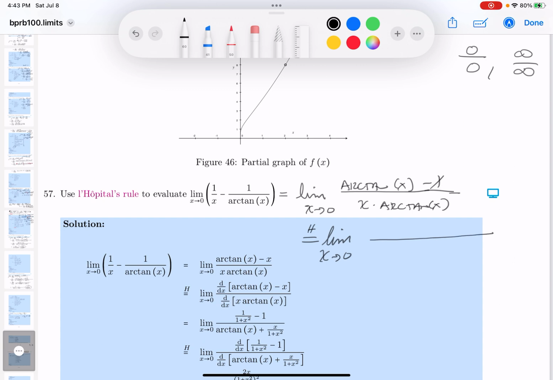What do you get on top? The derivative of arctangent is 1 over 1 plus x squared. The derivative of x is simply 1. Let's go to the bottom. It's a product rule. So I've got x times the derivative of arctangent, which is 1 over 1 plus x squared, plus the derivative of x, which is 1, times the arctangent.